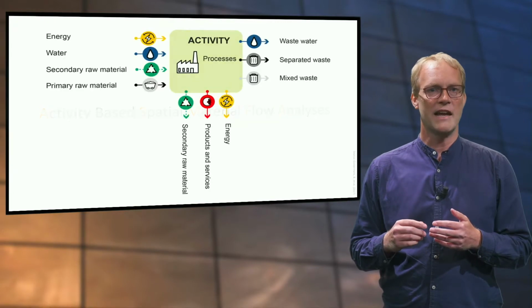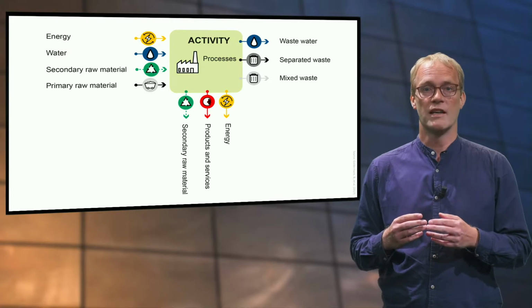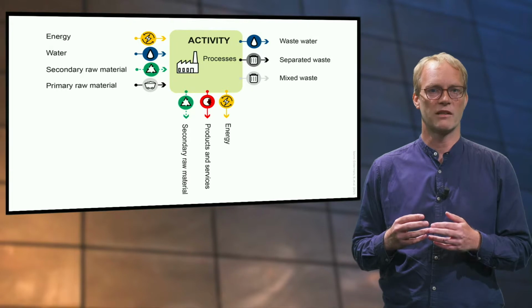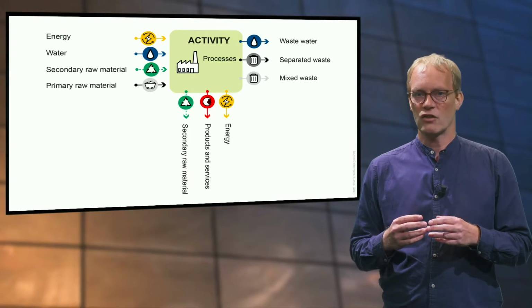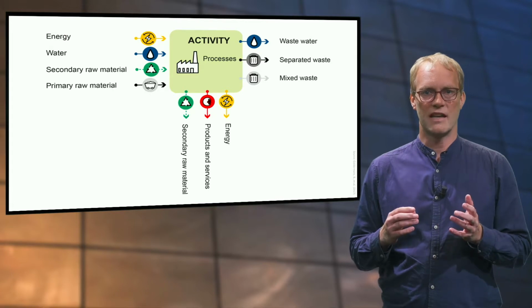First, we identify the economic activity that produces a product or a service. We are interested in what are the inputs, like materials, energy, water, and the outputs in the sense of products, waste, but also secondary raw materials. And we identify the stocks, which are materials or product components that stay within the activity.